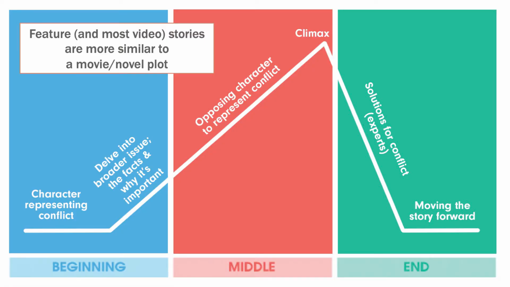There's a climax, and then it goes down. So what I mean by this: first you have the beginning, a character representing the conflict. Then you delve into the broader issues, the facts and why it is important. Then you have an opposing character, that's the middle part, basically saying why this way doesn't work. And then you have the climax.